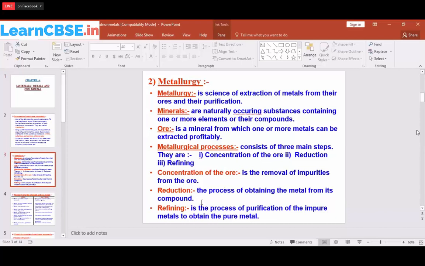Reduction is the process of obtaining metal from the compound. Usually we use carbon or carbon monoxide to remove the oxygen from the ore. Then we can extract the metal. Refining is the purification of impure metals to get the pure metal.